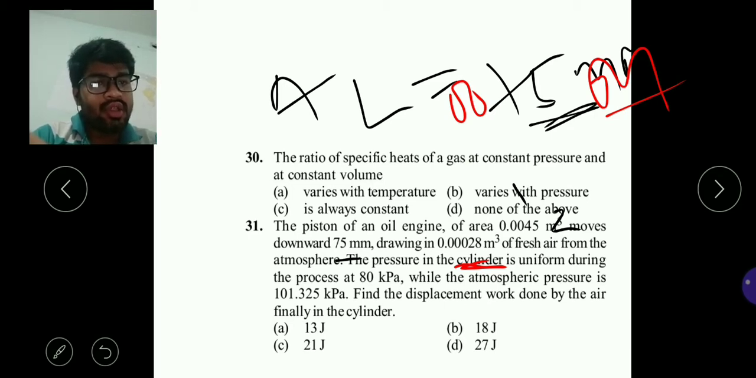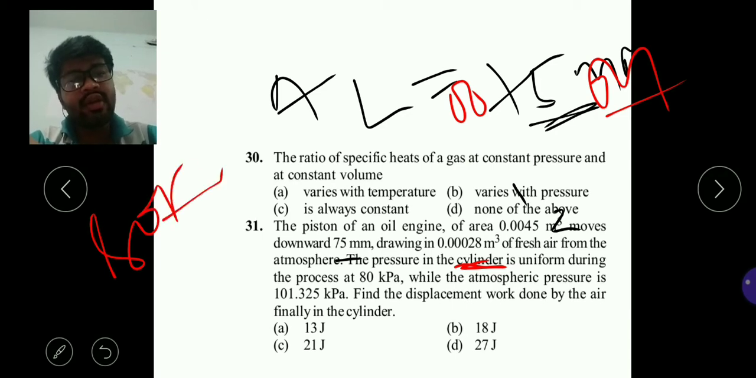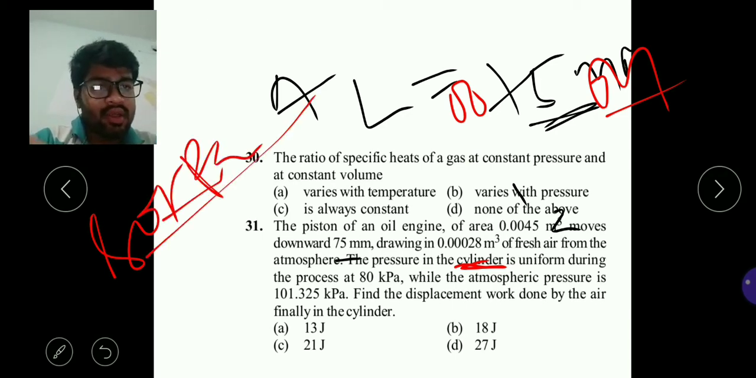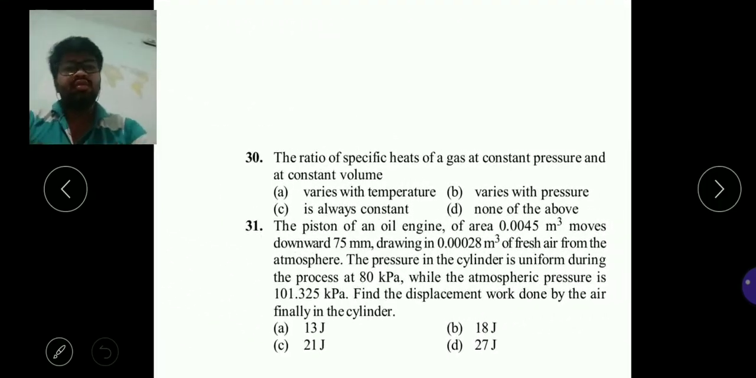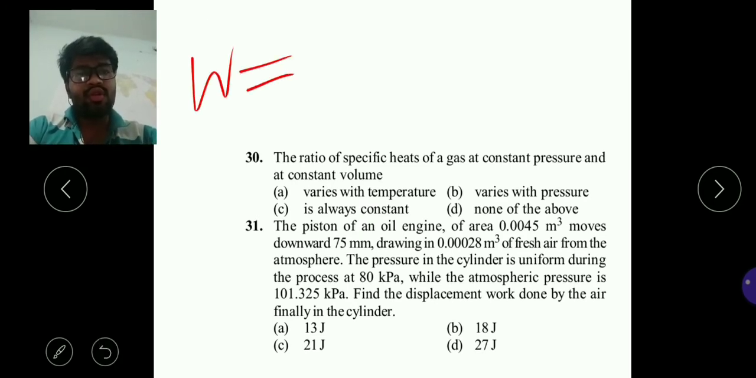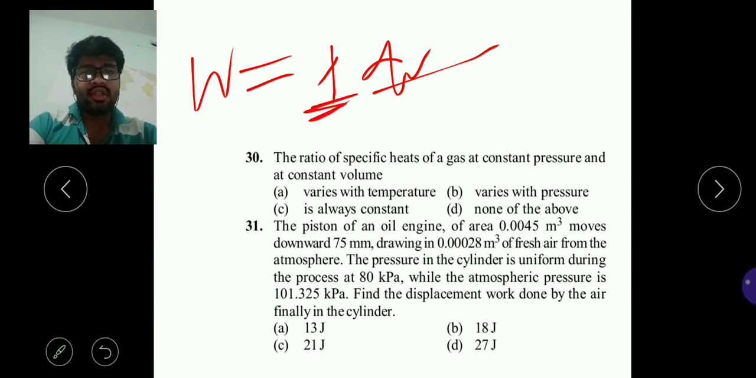The pressure in the cylinder during uniform cooling is uniform, and the pressure is given as 80 kilopascal, while the atmospheric pressure is given as 101.325. We need to find the displacement work here. We know displacement work W is generally equal to P dV, where pressure is constant inside the cylinder and dV is the change in volume.